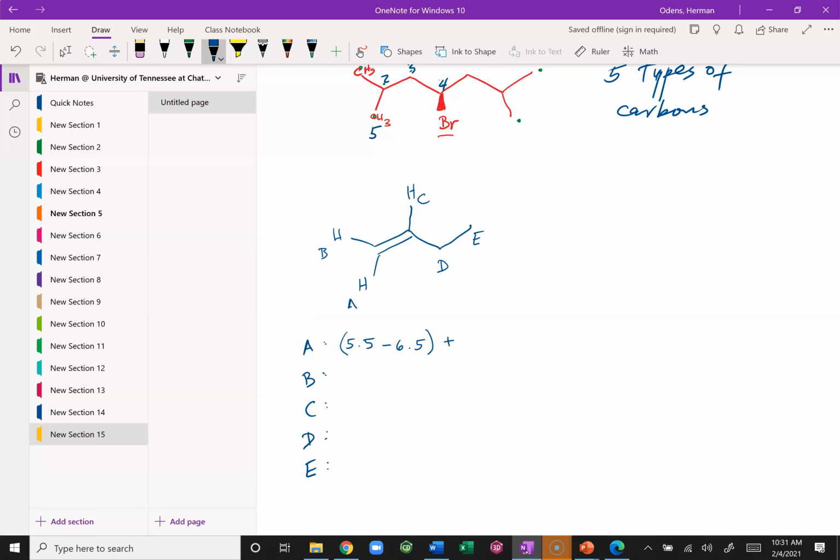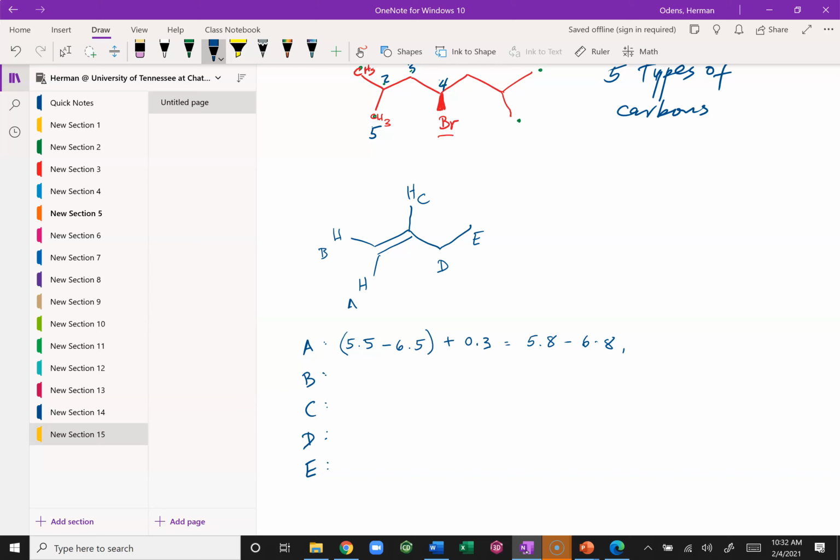Plus it's a CH2, so it's 0.3, right? Yes. So this signal will be anywhere between 5.8 to 6.8, and it'll be a doublet of doublets. It'll look like 4 peaks. You will see that it looks like a quartet, but the peaks will be at the same height.